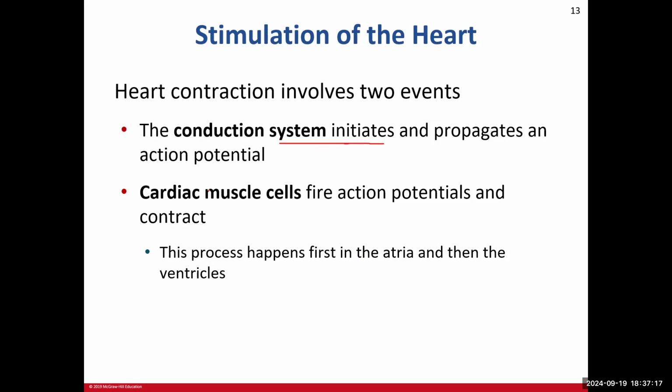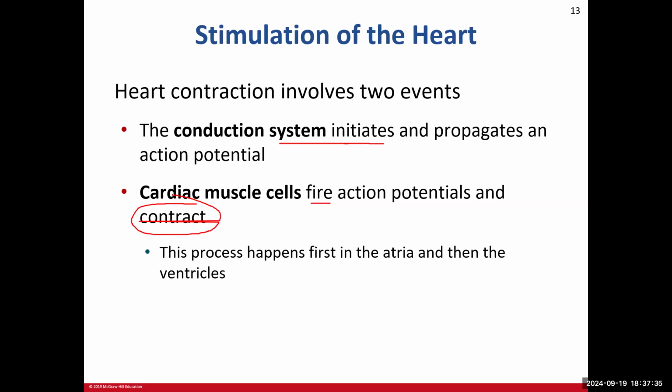And then the cardiac muscle cells, they too are going to create action potentials. But here's the thing, these cells will contract. So we're going to see depolarization first in the atria and followed by the ventricles.